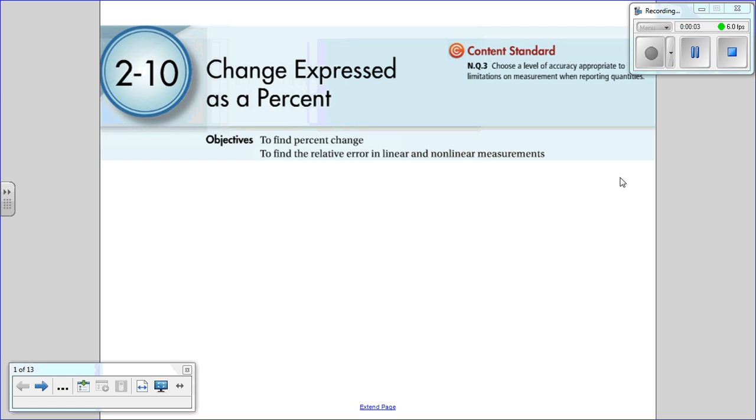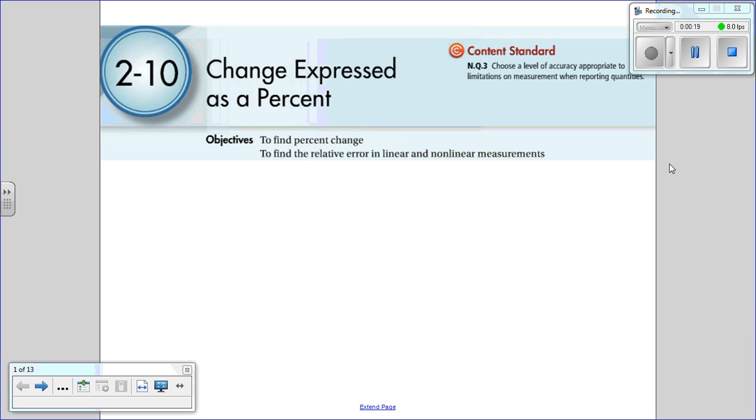This is your last section for Chapter 2. This section is change expressed as a percent. Now change, we're not talking about like money change. We're talking about how much things change, like how much they differ from one to the next.